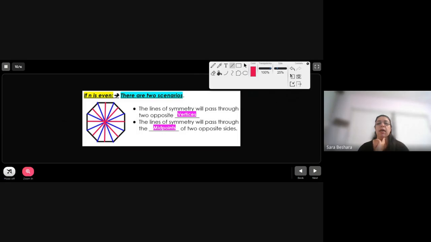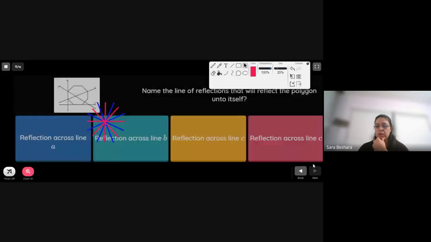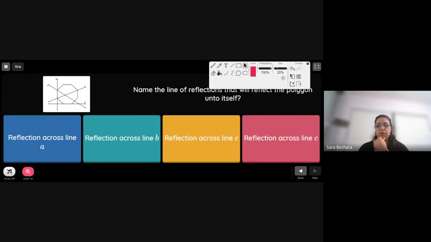Okay, so again, if n is even, which means it has an even number of sides, so quadrilateral, hexagon, octagon, decagon, 12-gon, 14-gon, anything that has an n that's even, the lines of symmetry will pass through two opposite vertices, or it can pass through two midpoints. Okay. All right, let's move on. Pretty easy and straightforward. Let me just clear that, sorry.